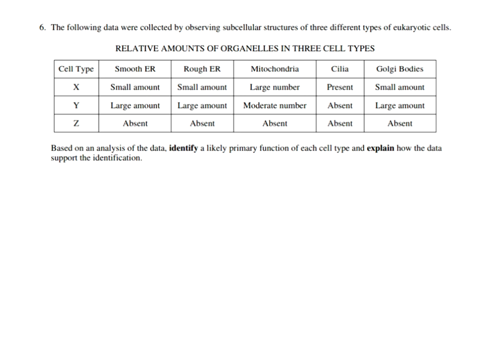The question is asking you, based on the analysis of the data, to identify a likely primary function for each cell type and explain how that data supports the identification. So for each of these you're going to give a primary function and then explain using the data why you think that is the case. It'll be 1 point for each of the cell organelles. So for cell X, it's got a small amount of smooth ER, a small amount of rough ER, a large number of mitochondria, does have some cilia present, and a small amount of Golgi bodies.